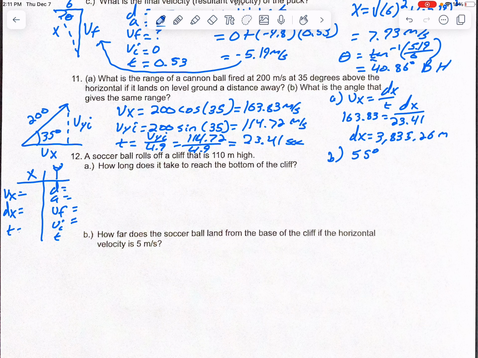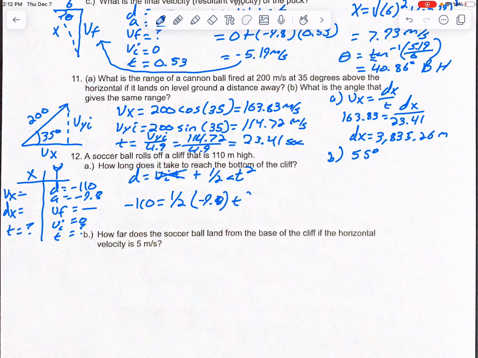Time is on both sides, but I definitely don't have enough on the left side to do that. So A would be negative 9.8. VF, we don't know. VI, though, is going to be 0 because it wasn't falling, so VF doesn't matter. So we're going to do the whole D equals VIT plus 1/2 AT squared. Since VI is 0, we can get rid of that. So negative 110 equals 1/2 A, which would be negative 9.8, T squared. Divide both sides by negative 4.9, and don't forget to square root both sides to get rid of that T squared, and you get a time of 4.74 seconds.